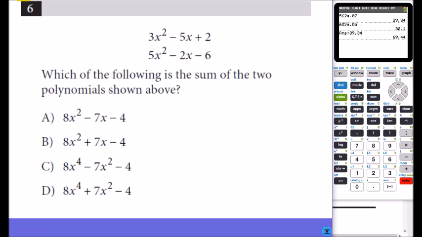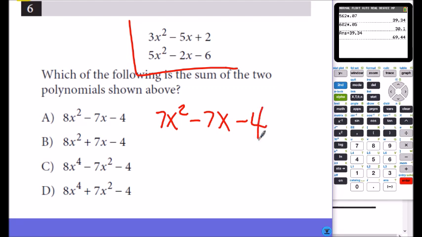Number 6, which of the following is the sum of the two polynomials shown above? Let's add them vertically. 3x squared plus 5x squared is, oh, I'm sorry, this is 8x squared. Minus 5x minus 2x is minus 7x. 2 minus 6 is minus 4. So you have it right here, A, right?